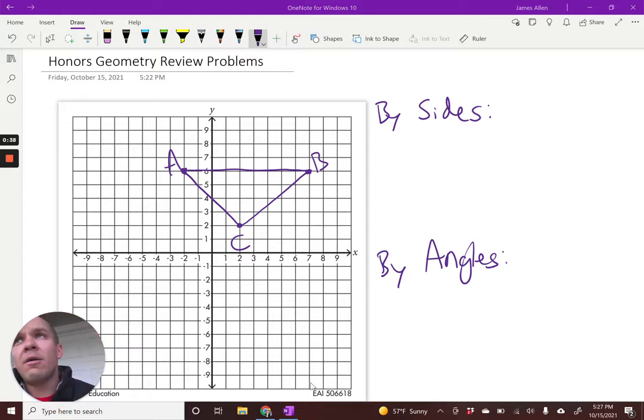Now, on a test, they might give you the ordered pairs, and you have to plot them yourself. But I went ahead and plotted them. I'll write my ordered pairs: -2, 6. It's a little hard to read. Then we have 7, 6, and then we have 2, 2. All right, so we need to classify by sides and by angles.